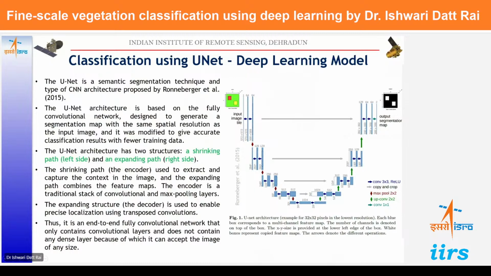So it has two structures. One, on the left side of the screen, is called the shrinking path, and the other is the expanding path on the right side. The shrinking path, also called the encoder, is used to extract and capture the context of the image, and the expanding path combines the feature maps. The encoder is a traditional stack of convolutional and max pooling layers. We will see further details. The expanding structure, the decoder, is used to enable precise localization using transposed convolutions. This is an end-to-end fully convolutional network that only contains convolutional layers and does not contain dense layers, because of which it can handle any size of image.